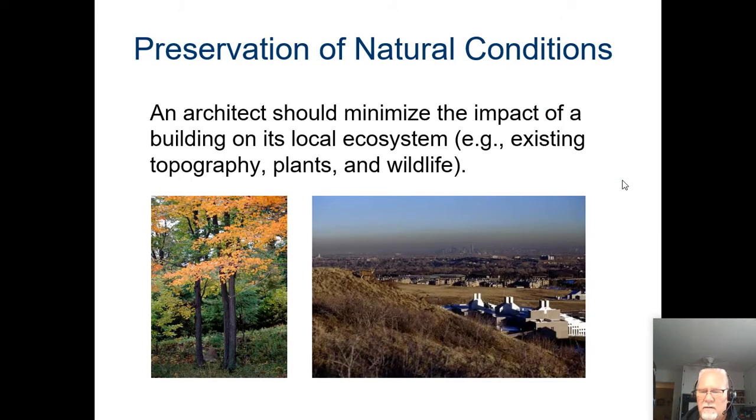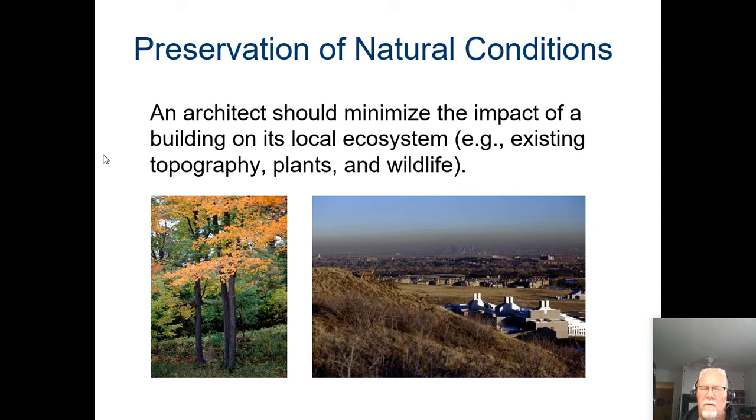As we start a building project, we want to think about whether we can preserve some of nature. If we've got beautiful trees or flowing hillsides and so on, should we consider reusing that? An architect should minimize the impact of a building on its local ecosystem. In other words, can we use the existing land, the existing plants and wildlife, or should we come in and bulldoze the entire lot, get a perfectly flat lot, and start from scratch? I think the thinking on that has changed over the years.